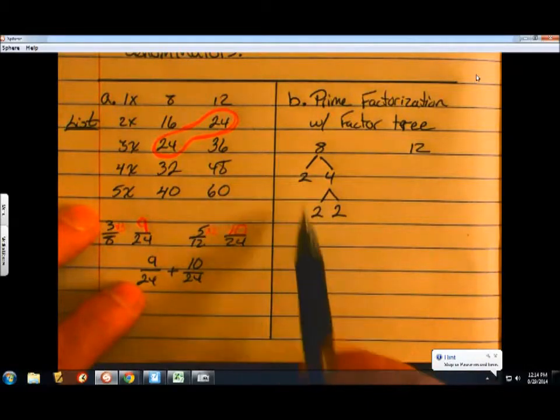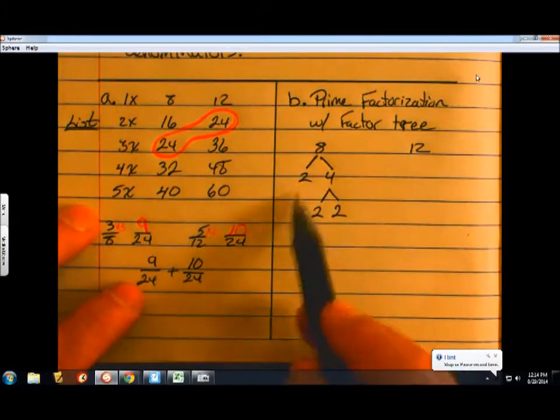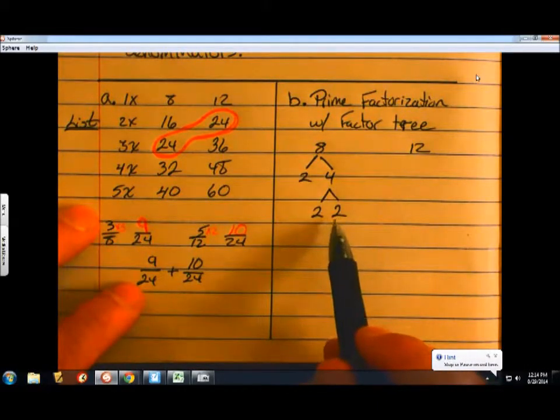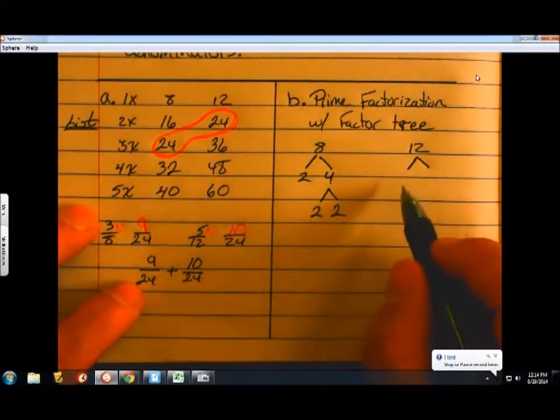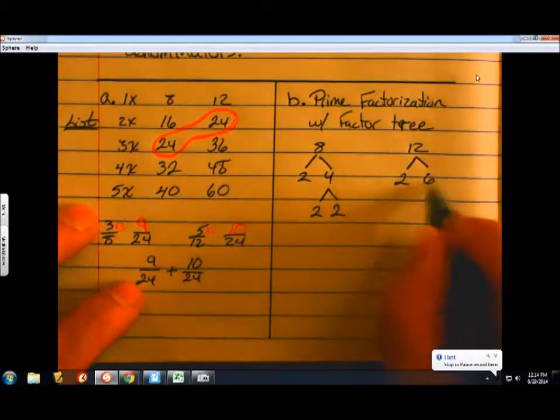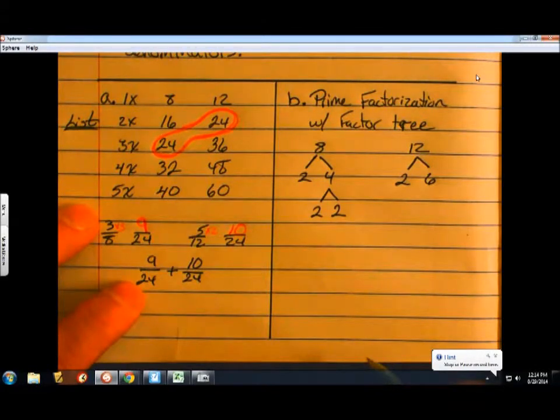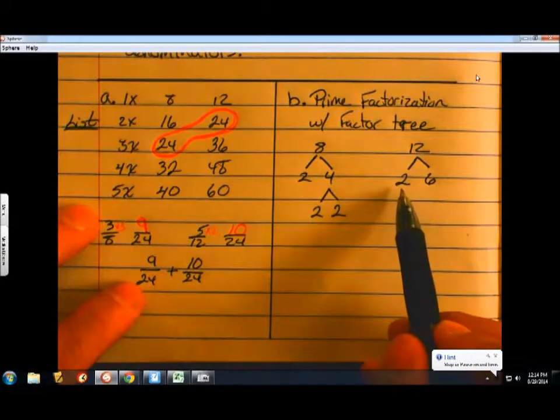So now let's do the same thing to 12. So numbers that can be multiplied together. It can be 1 and 12, then 2 and 6. You could even use right here 3. Doesn't really matter because in the end we're still going to end up with the same factors.